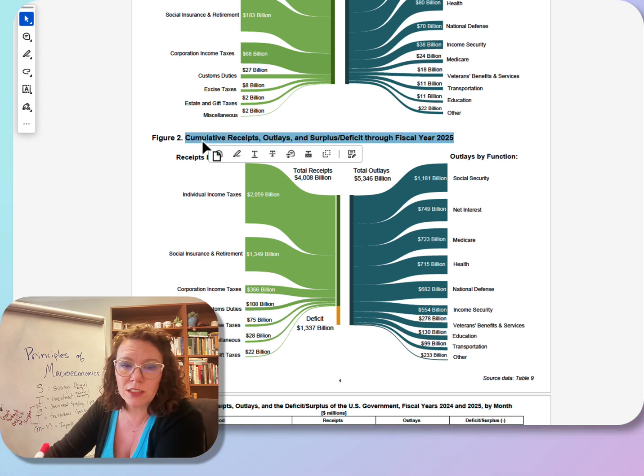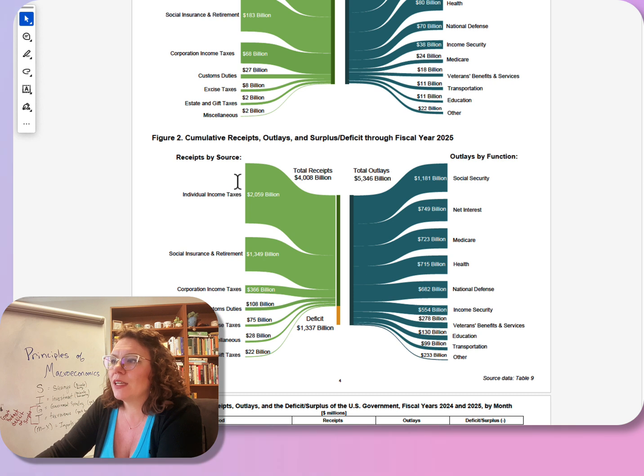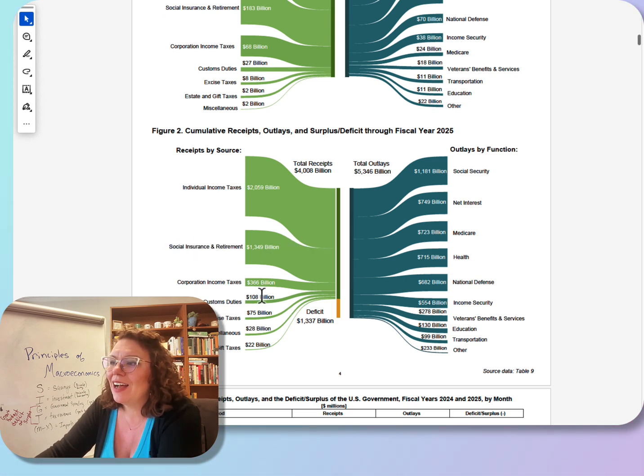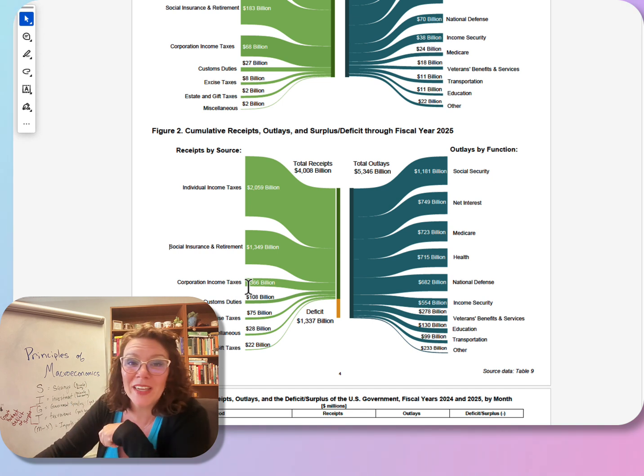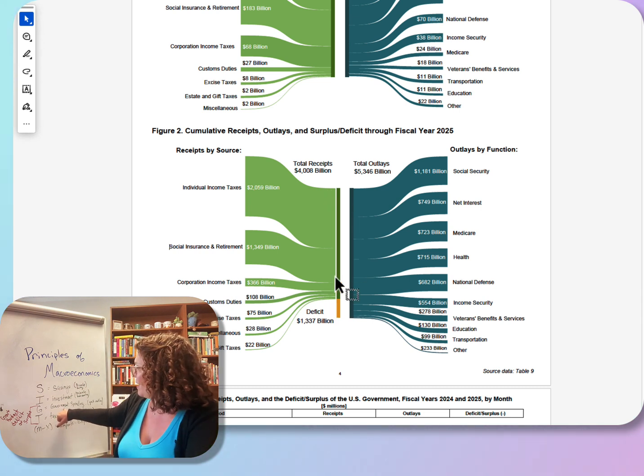We're coming up to the end of the fiscal year, and we could see that the U.S. government received $2 trillion in individual income taxes, about $1.3 trillion in social insurance and retirement, about $366 billion in corporate taxes. So again, the majority of the revenue the government gets is from individual income taxes. Duties here, excise taxes, miscellaneous, and estate taxes and gift taxes. And then here we see that deficit that shows us that our outlays are larger than our revenue. So the government is spending more than it takes in.